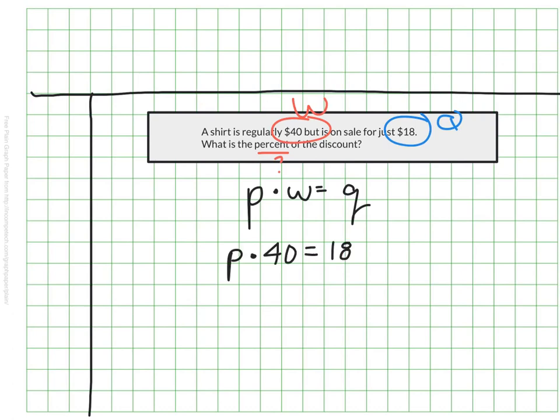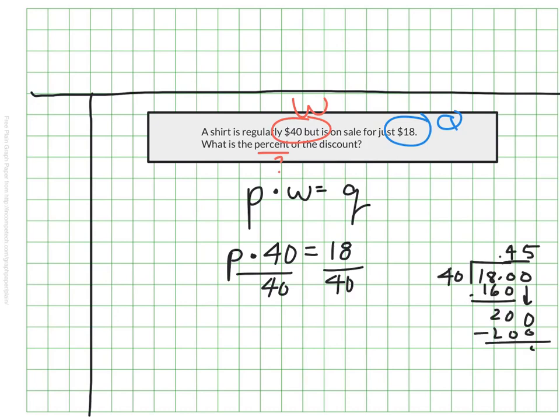And it's going to look a little something like this, right? So I have P times 40 equals 18. Well, to undo that, I'm going to have to divide. And I'm going to do my division on the side again. And when I do that, I find out that P is equal to 45 hundredths.